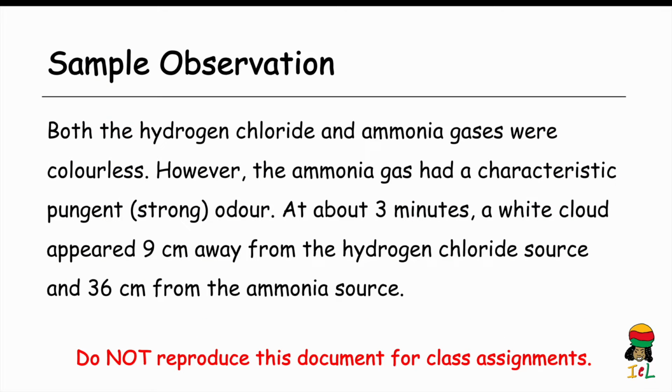Here is a sample observation for this experiment. Both the hydrogen chloride and ammonia gases were colorless. However, the ammonia gas had a characteristic pungent or strong odor. At about 3 minutes, a white cloud appeared 9 centimeters away from the hydrogen chloride source and 36 centimeters from the ammonia source. Remember, you should not reproduce these sample documents for any class assignments.